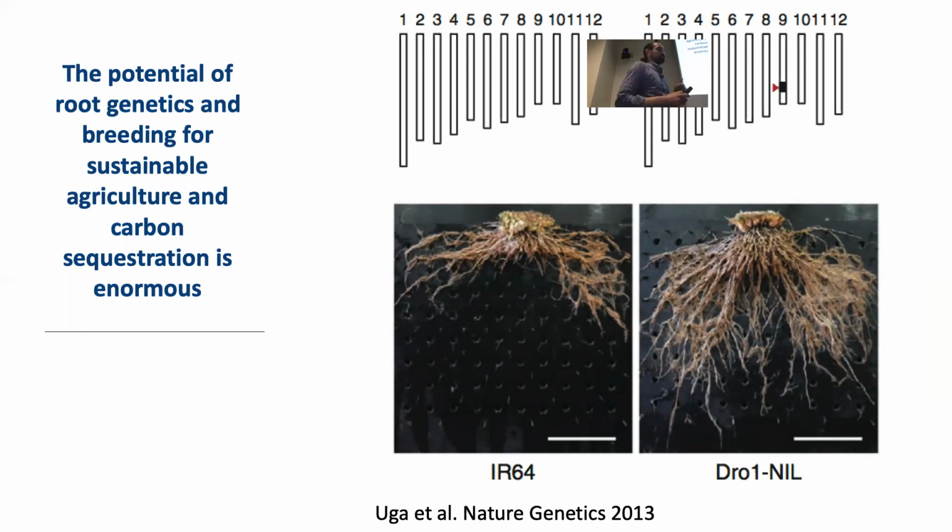Just one example, and one of the few cases where we've actually identified the gene controlling a quantitative trait in a crop plant. This is in rice. IR64 is a widely grown breeding line that goes back to Green Revolution rice, but it's known to be fairly drought susceptible, and it has a fairly shallow root system.